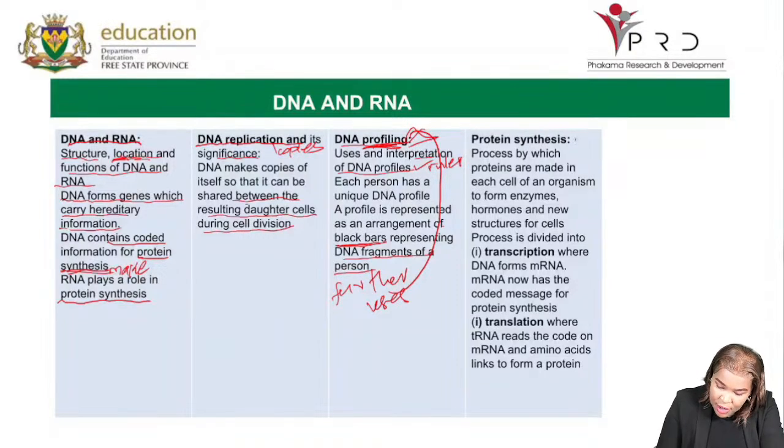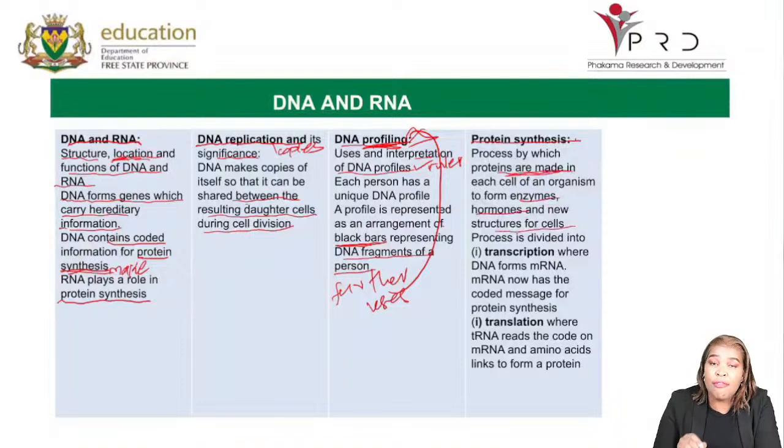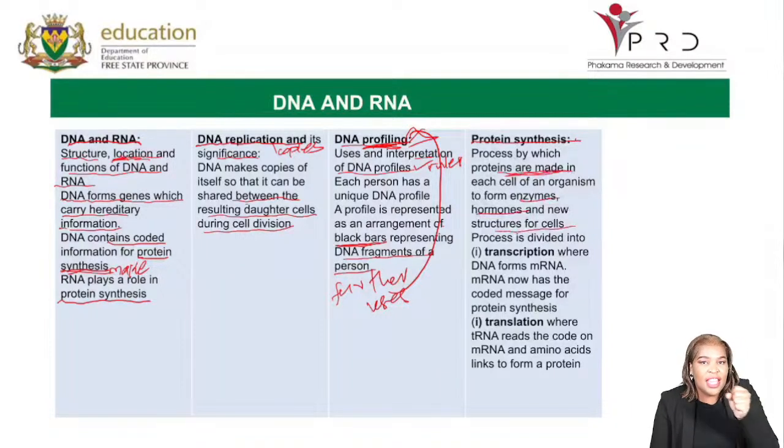Then the main one that you also make huge mistakes on is you must know the process of protein synthesis. What is this process? It is a process by which proteins are made in each cell of an organism to form enzymes, hormones, and new structures for the cells. Remember when you were in grade 10, you used to say hormones are proteins. So these proteins are formed by using the code that is carried in the DNA. You must be able to describe the whole process from where it starts to where it finishes. It starts with transcription. The code needs to be encoded and carried.